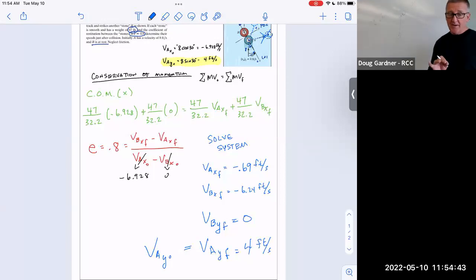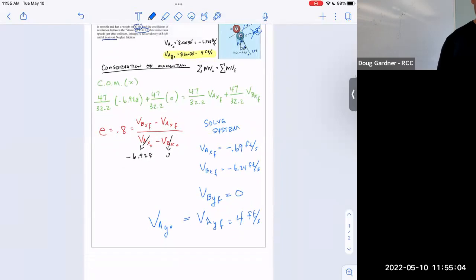So notice B, we actually know exactly where it's going. It's going 6.24 along the x-axis. But notice A is not going negative 0.69. It's going negative 0.69 in the X direction, but it's also going 4 in the Y direction. So let's stop to think about what that actually means. We have to get it back to one single one, so take the magnitude of it.